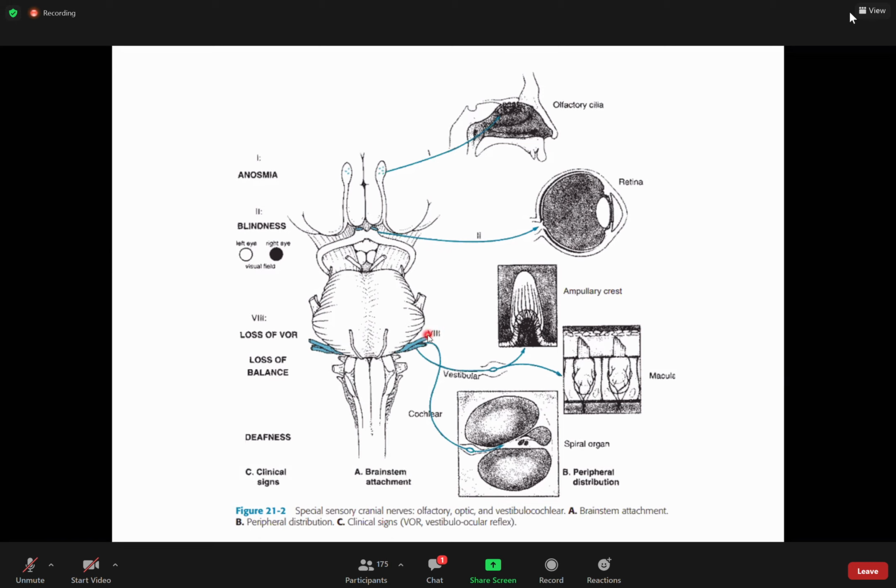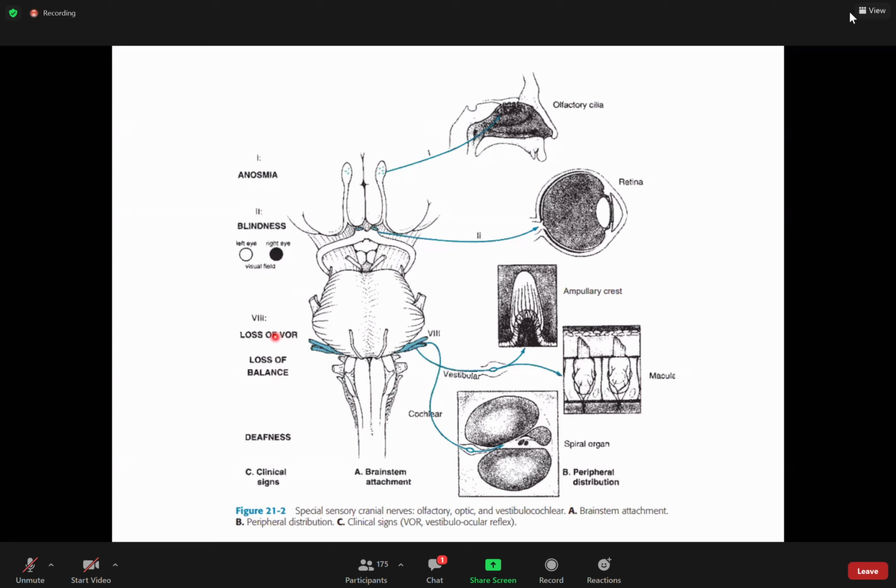Eighth, which has a vestibular and a cochlear component. Vestibular is responsible for balance, and the cochlear component is responsible for hearing. So if you have damage to the eighth, you may have loss of the vestibulo-ocular reflex, which is when you move your head, the eyes move accordingly.